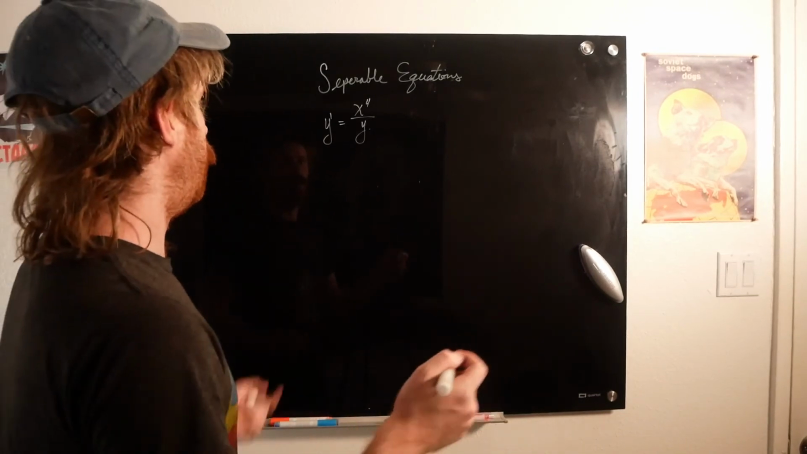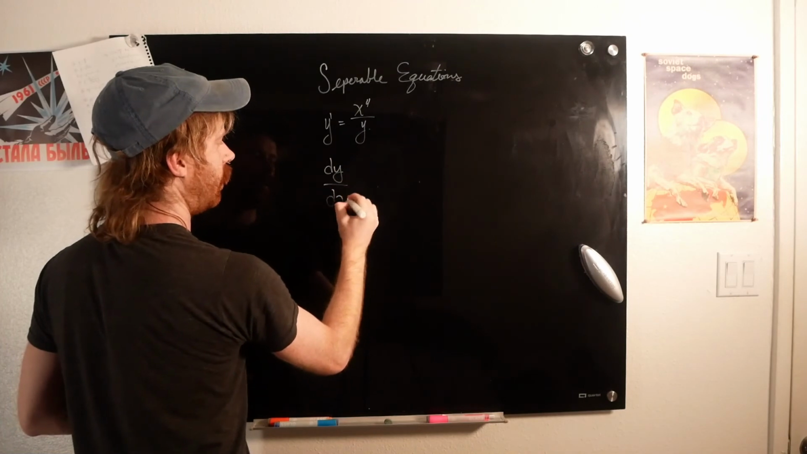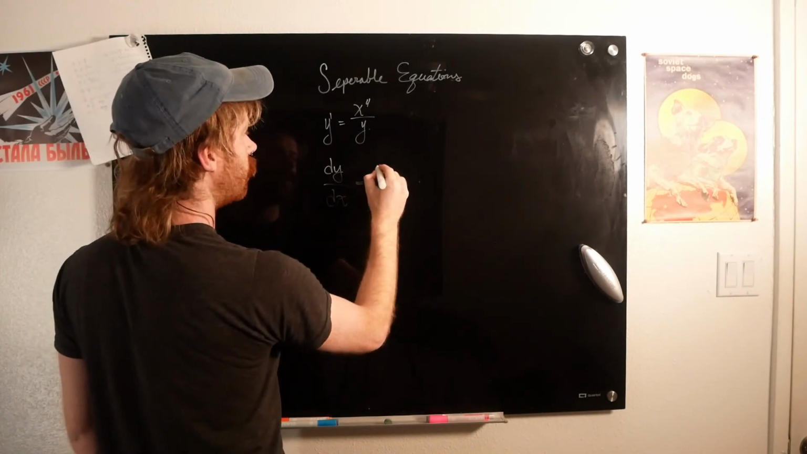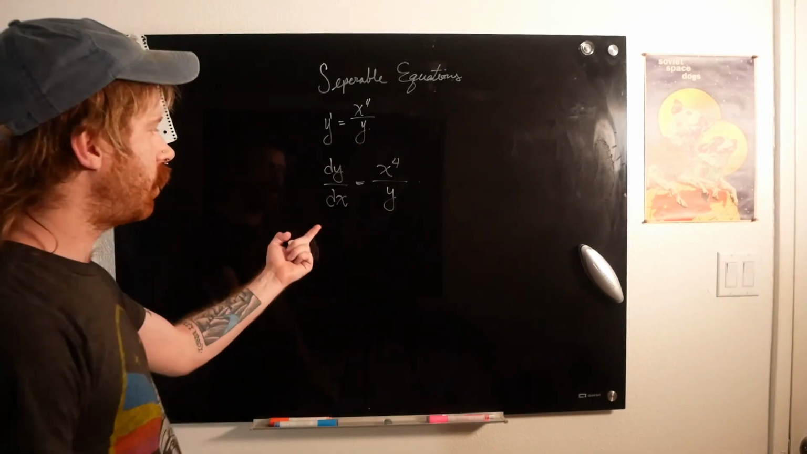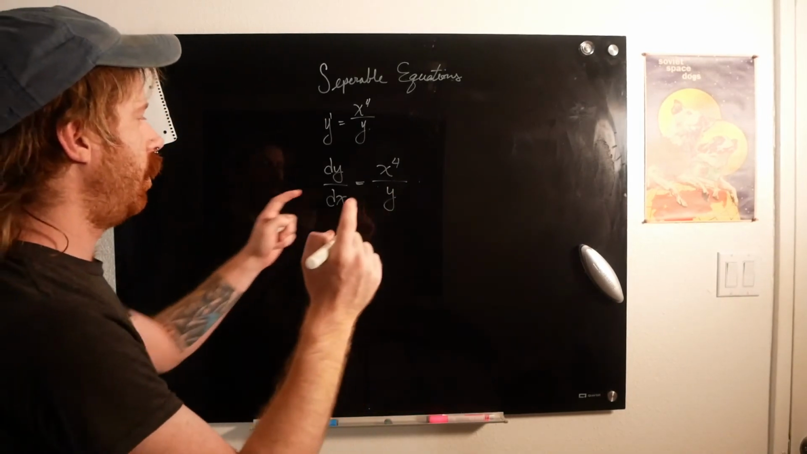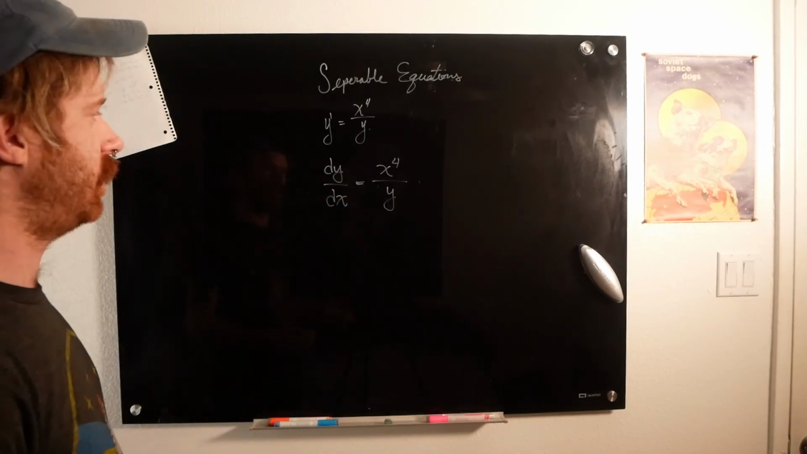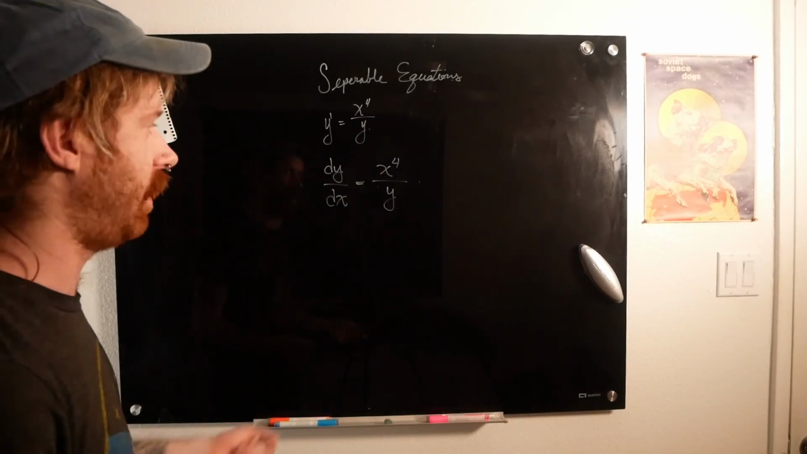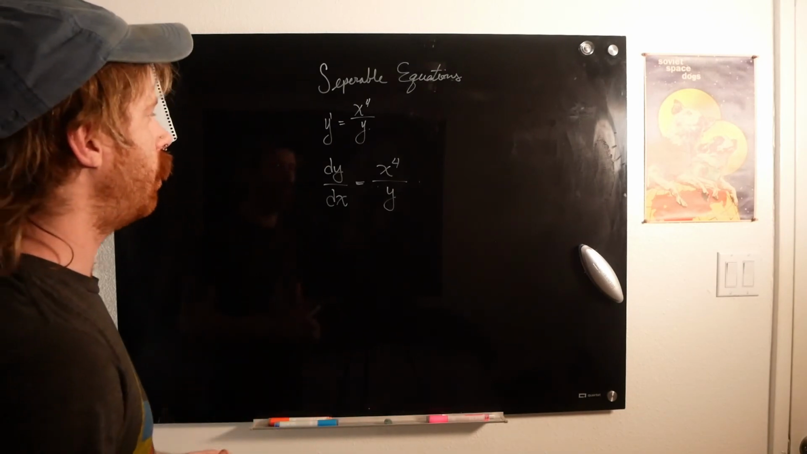Right? So we know that y prime is equal to dy over dx, the same thing, equals x to the fourth over y. So basically the question is, how can we get y and dy together and dx and all the x's together? Sometimes you can't. In this case, you can. This is a separable equation. So what are we going to do?